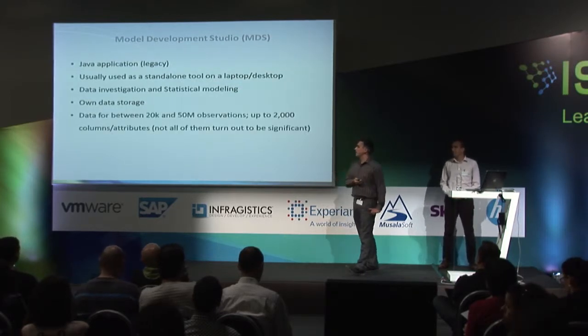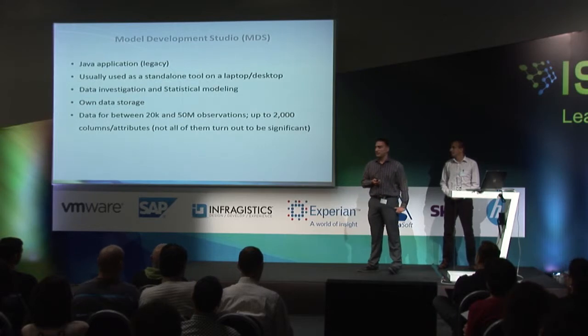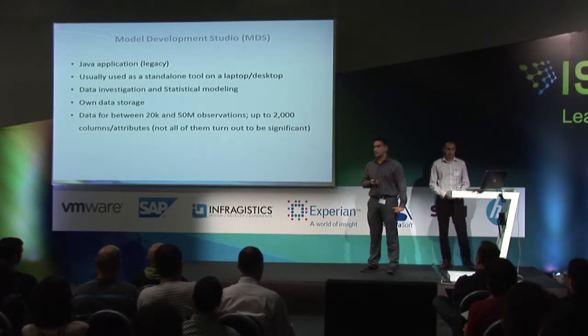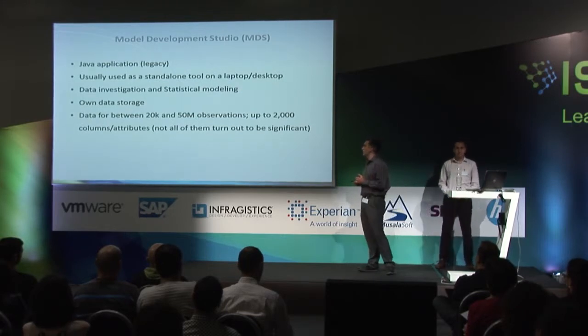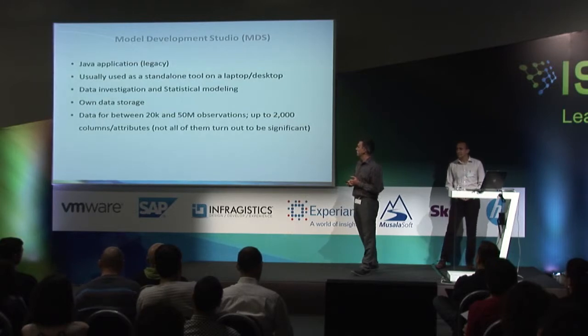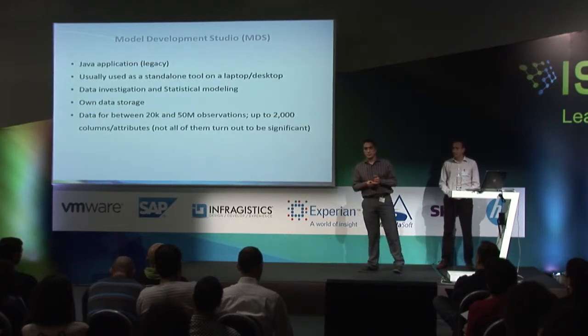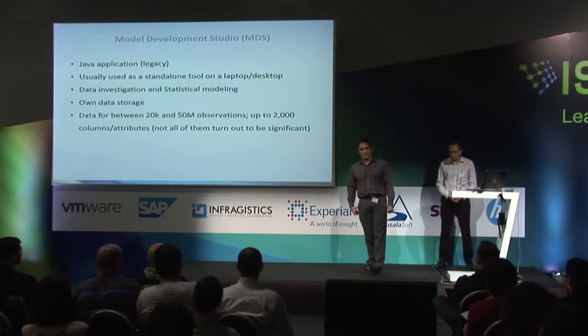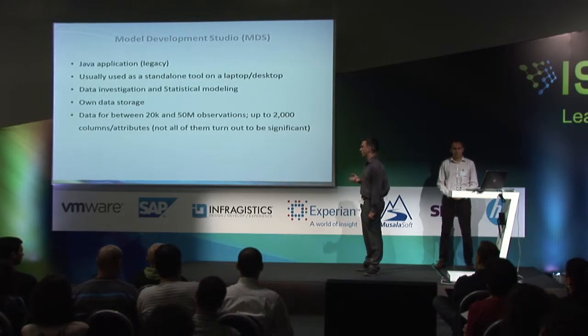Within the software, we have data for between 20,000 and 50 million people observations. Companies in the States would have information for up to 50 million people. And it will hold up to 2,000 columns or attributes of those people. So imagine how much information companies from the financial sector hold about you.